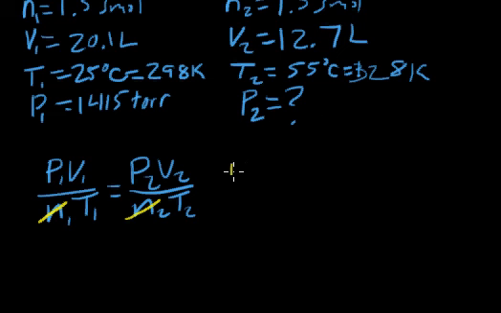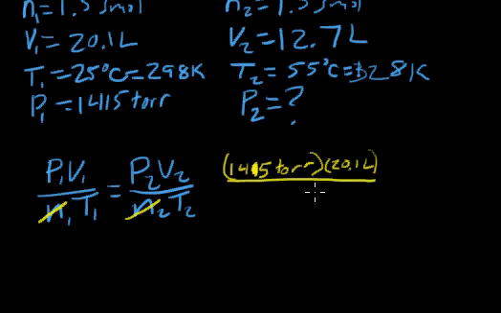So pressure 1 is 1,415 torr. And we're going to multiply that by the V1, which is 20.1 liters. So I substitute that in, 20.1 liters. In the denominator, the N had already canceled, so we're just going to substitute in our Kelvin value of temperature, which is 298 Kelvin. And we're done with the left side.